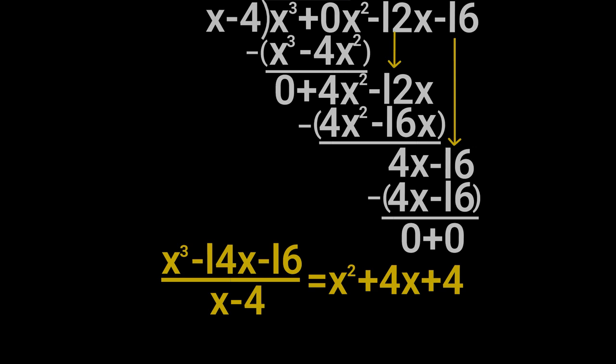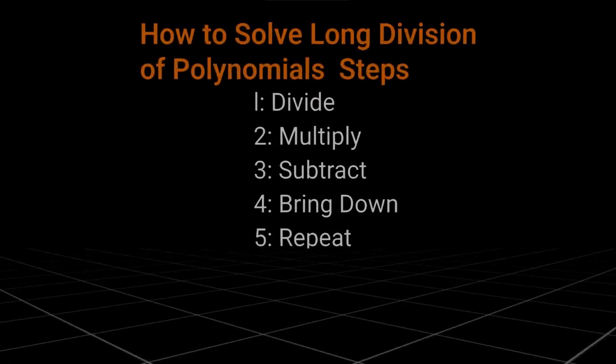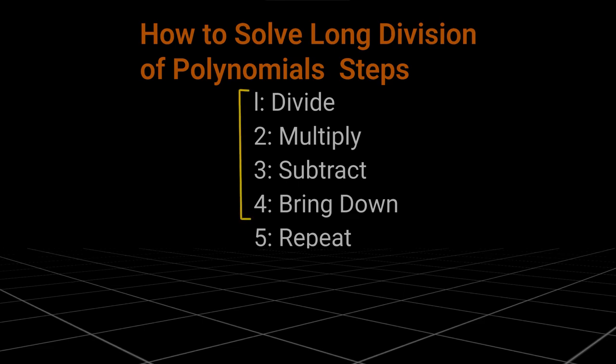Now if you are looking for what kind of method that we are using to solve this type of problems, this is the method that we are using. This is for long division of polynomials. First we divide, and then we multiply, and then subtract. If there is a value, we bring down the value, and then we repeat the process. Repeating meaning we repeat the process from 1 to 4. That is all for this problem.